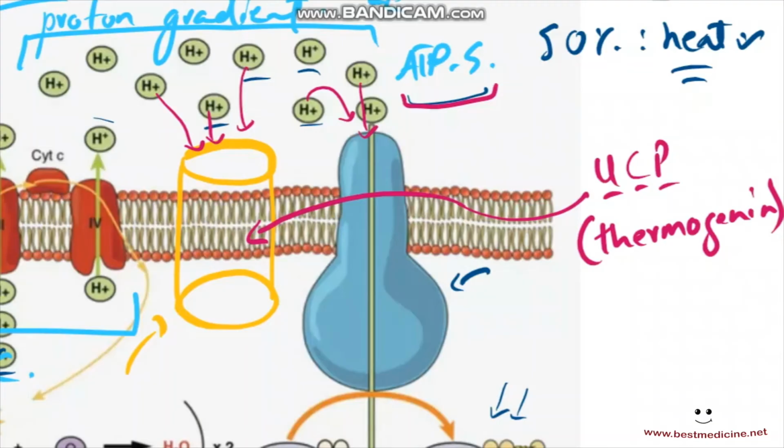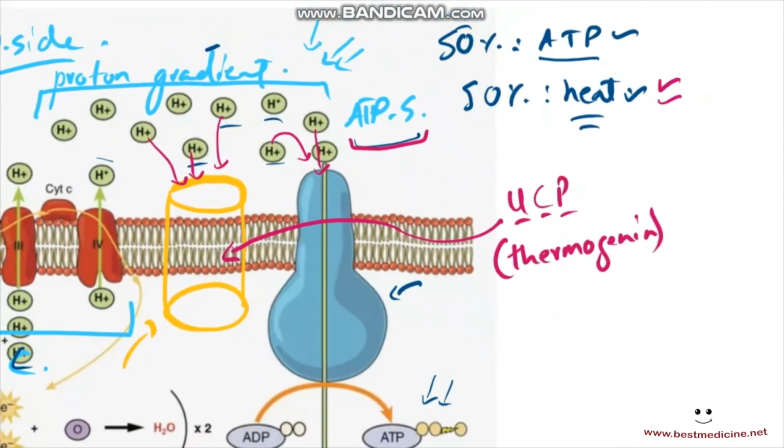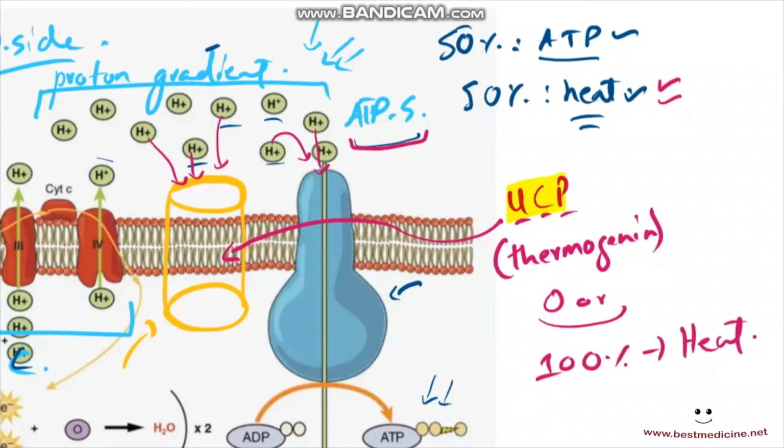So we have almost no production of ATP, but all of that proton gradient is then utilized towards making heat instead. So we have almost no production of ATP, maybe 0 or almost close to 0%, and almost 100% of the proton gradient is being used to make heat. And that happens because the brown adipose tissue contains a special protein called the uncoupling protein or thermogenin.